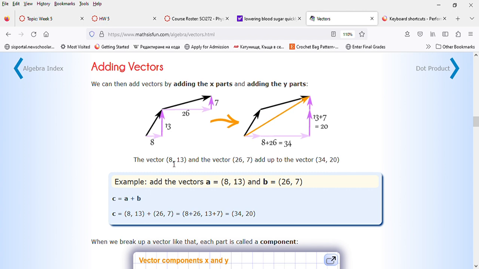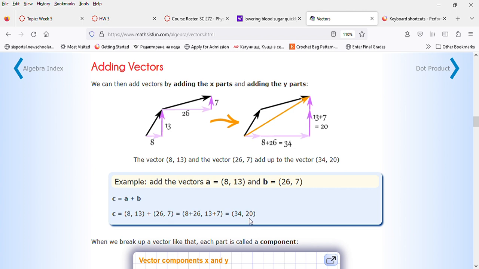So if one of the vectors is 8, 13 and the other one is 26, 7, then you have to add 8 plus 26, that will give you 34. And then you have to add 13 and 7, which will give you 20.